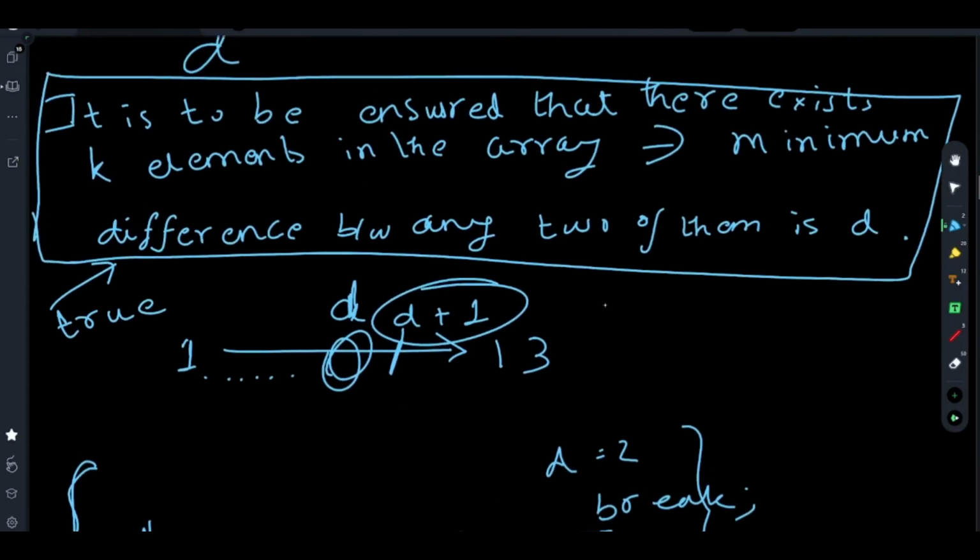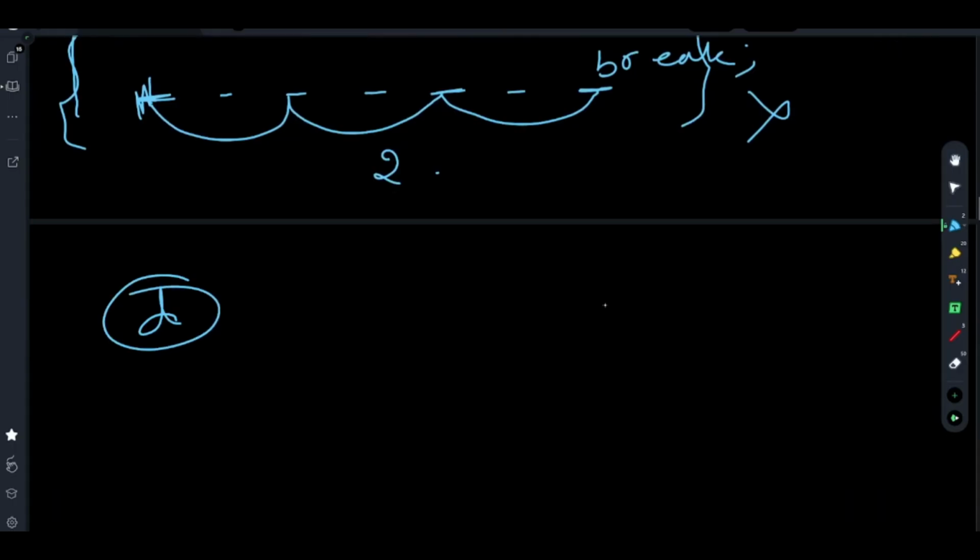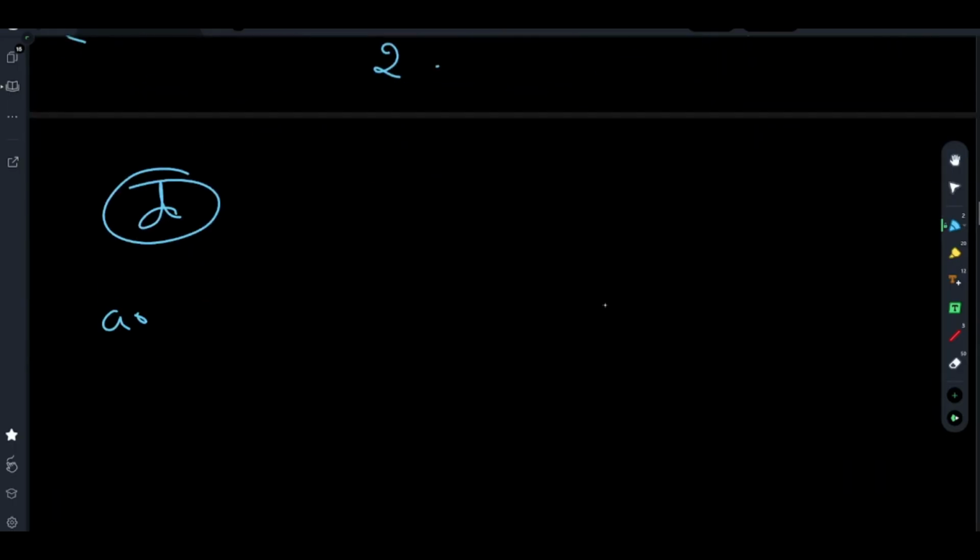Now, effectively it comes out that it is to be ensured that there exist k elements in the array such that the minimum difference between any two of them is D. Very well. So let us assume that the difference is D. You start from the array. You take arr of 0. You add D to it. You find out whether it exists or not. Let's say it exists at arr of 5.